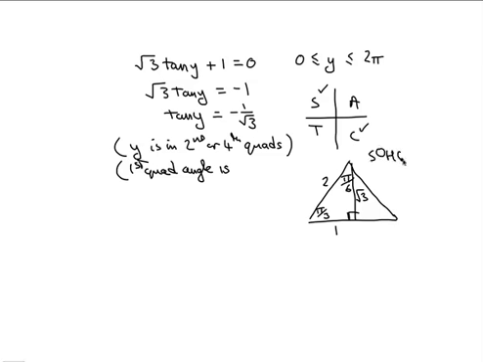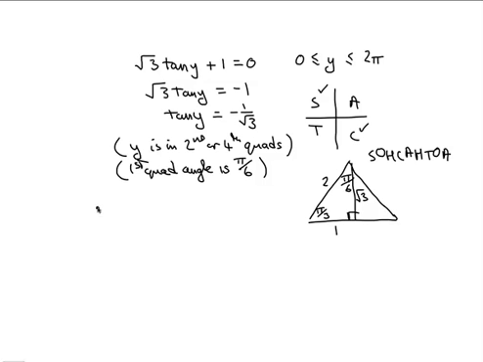So, SOHCAHTOA: tangent is opposite over adjacent. Opposite has to be 1, so we must be sitting up here. The opposite is 1, the one right next to you is root 3. Opposite over adjacent, 1 over root 3. So it's pi upon 6.